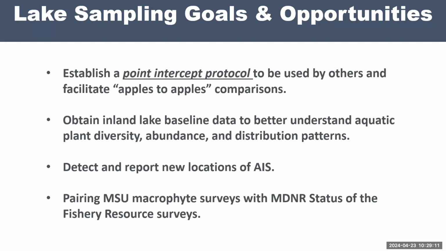Other goals, we wanted to sample a bunch of lakes to obtain inland lake baseline data to better understand aquatic plant diversity, abundance, and distribution patterns in our state's lakes. We want to sample a lot of water bodies to help detect and report new locations of aquatic invasive species. And another side goal is we are working with the DNR to sample water bodies that they're also doing fish sampling at. So that way we can make correlations between the status of the plant communities and the status of the fish communities.